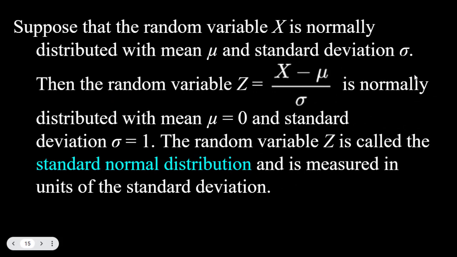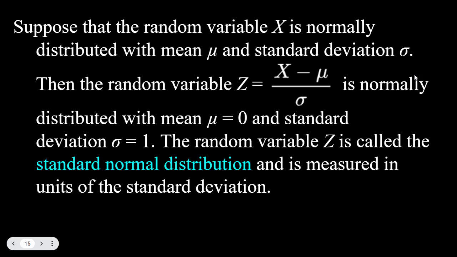Suppose that a random variable x is normally distributed with a mean of mu and a standard deviation of sigma. Then the random variable z, which we're going to define as x minus mu divided by sigma, is normally distributed, and the mean becomes 0. The mean will equal 0, and the standard deviation will equal 1.